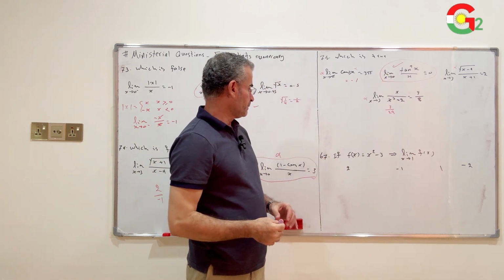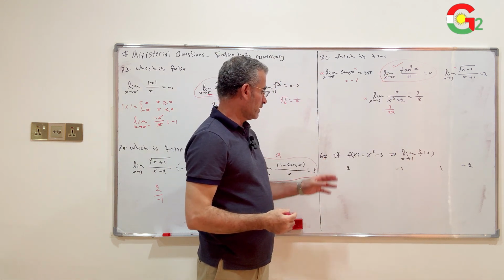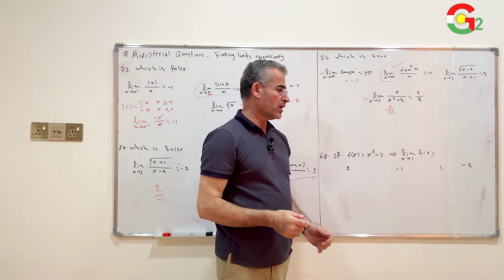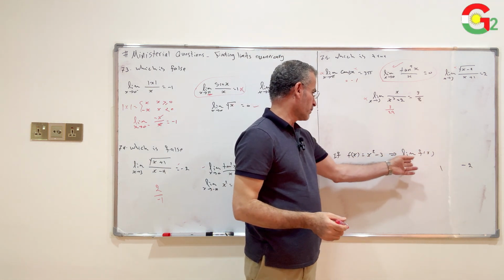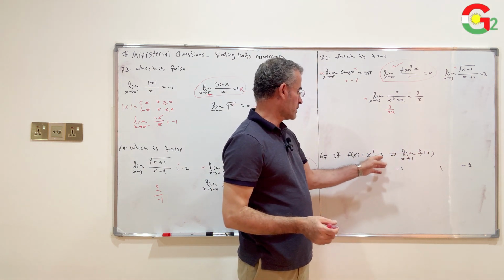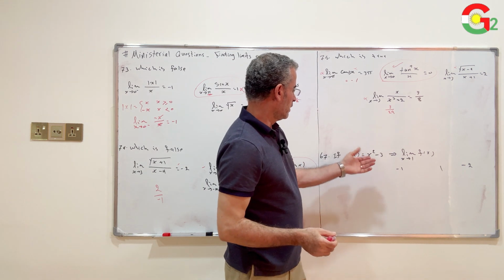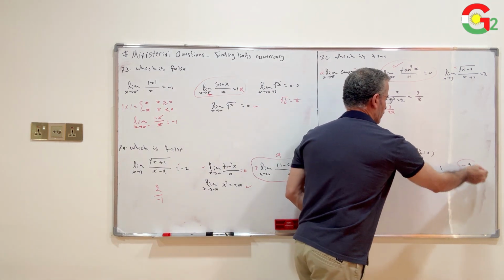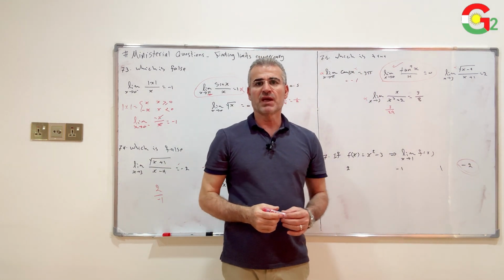Question number 67. If f of x equals x to the power 2 minus 3, find the limit when x approaches 1. 1 squared minus 3 is negative 2. The right choice. It is direct.